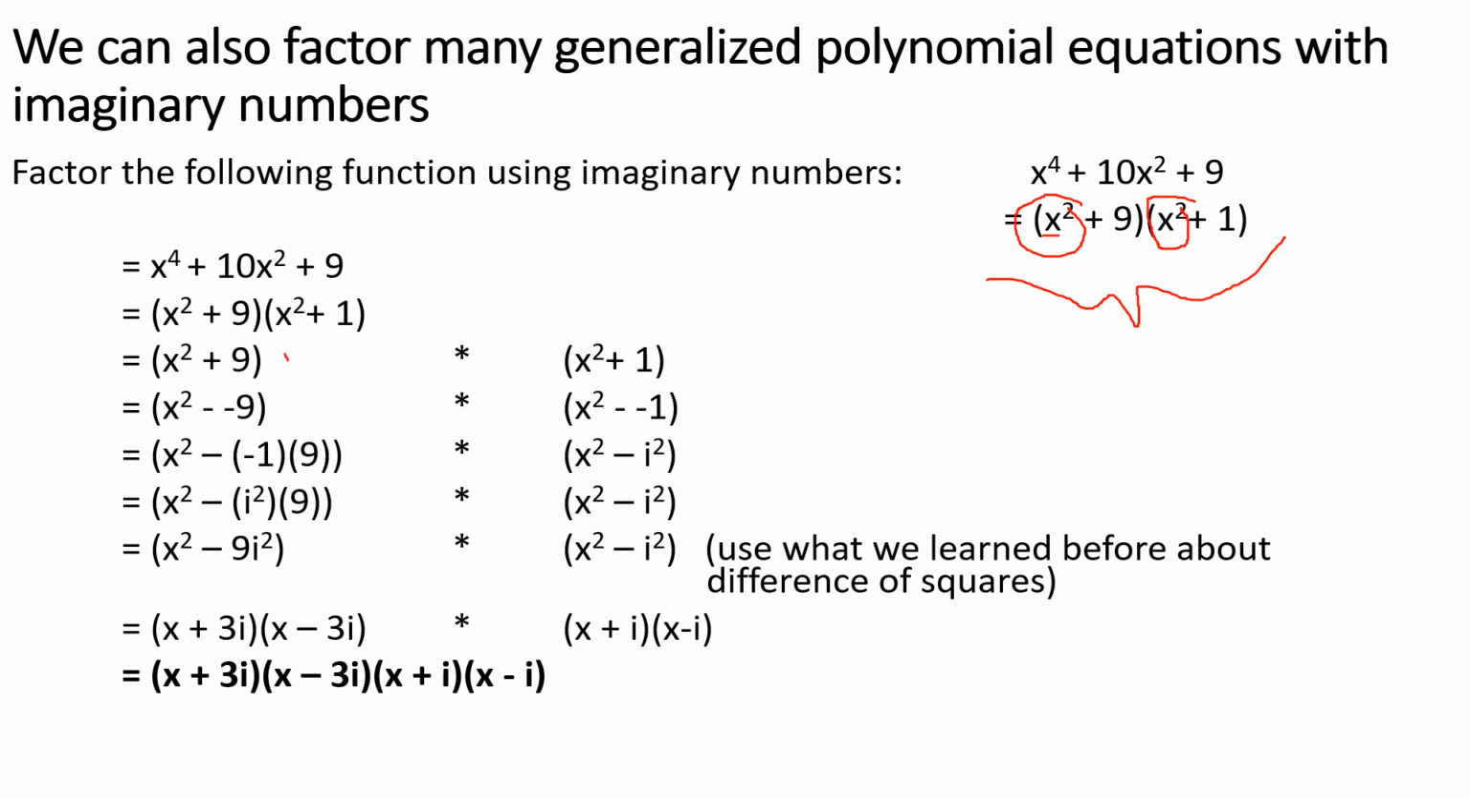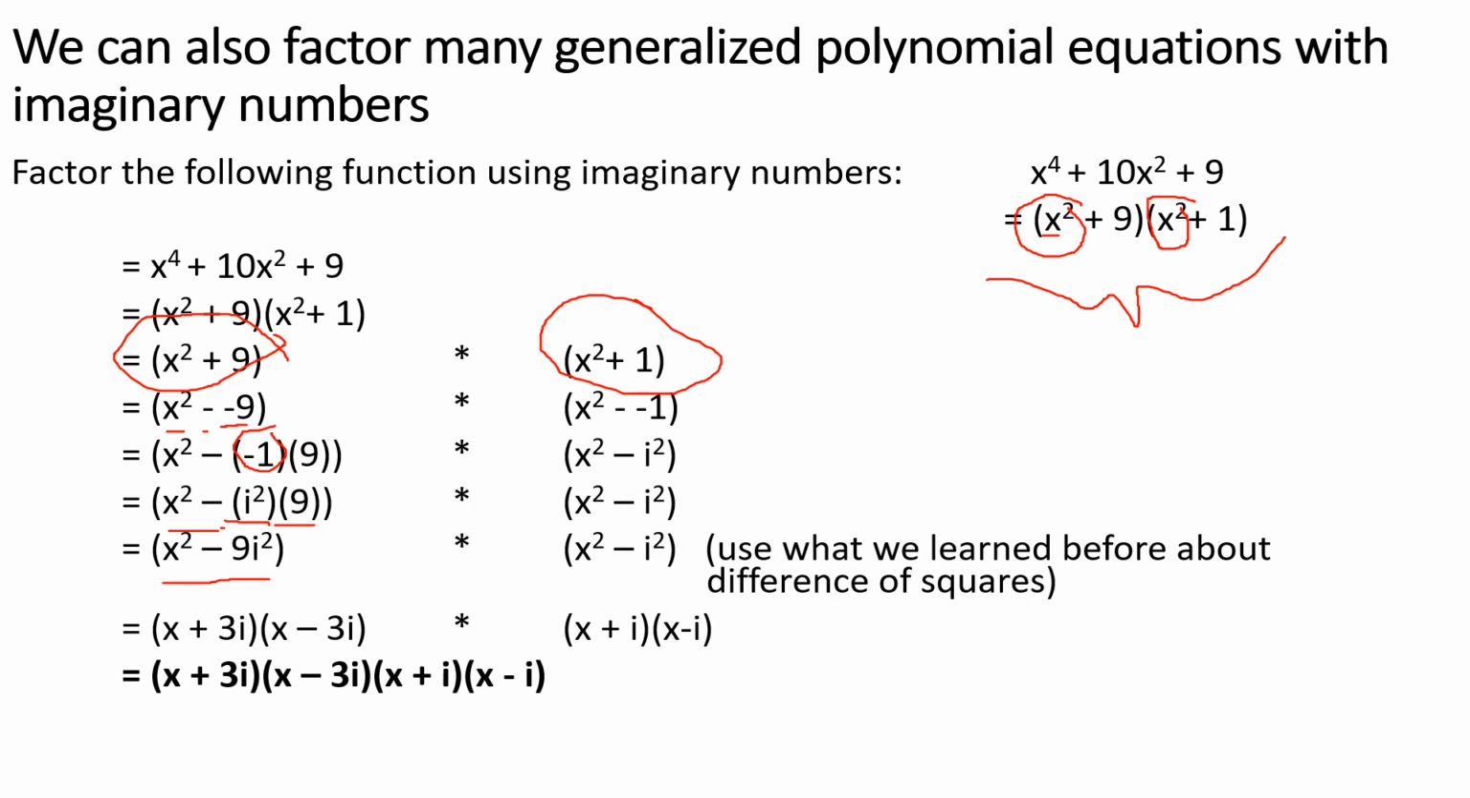On one side, I got x squared plus 9. On the other side, I got x squared plus 1. Let's factor this out. x squared plus 9 is the same as x squared minus negative 9. And there's my minus. That's the same as x squared minus negative 1 times 9. Well, there we go. Here's my negative 1, which is the same as i squared. So now it's x squared minus i squared times 9. And what I got here is x squared minus 9i squared. Well, that ends up being the difference of squares right there. x plus 3i, x minus 3i.